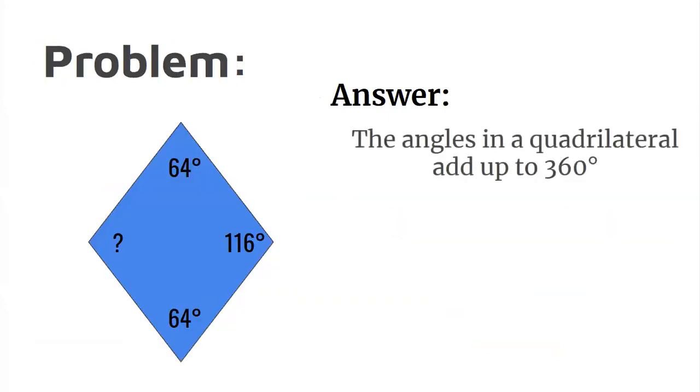All right, next problem. So here we have a problem. This is a parallelogram, so you might know what to do. There's a shortcut for this, but you can add it up and do everything. So 3, 2, 1, pause it and return.